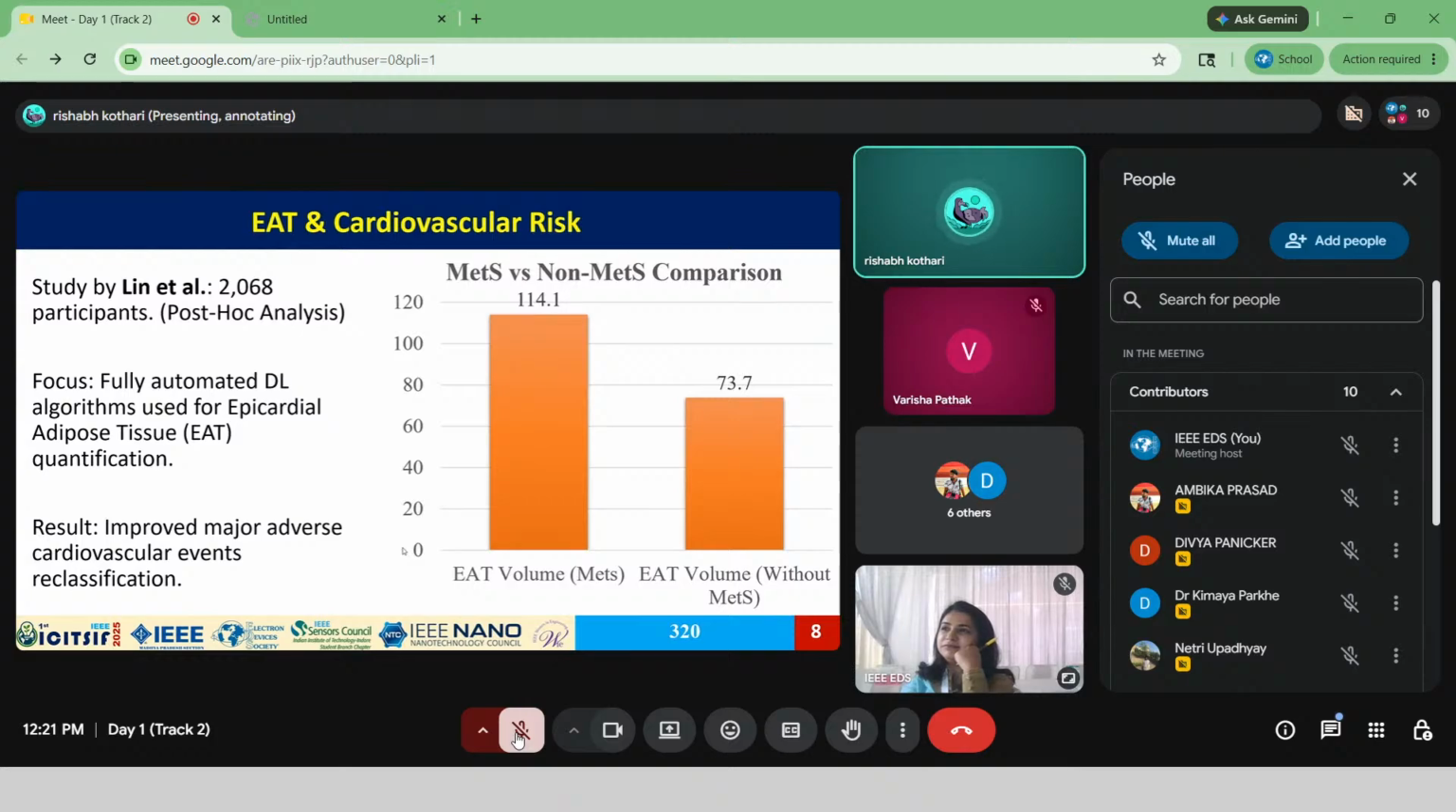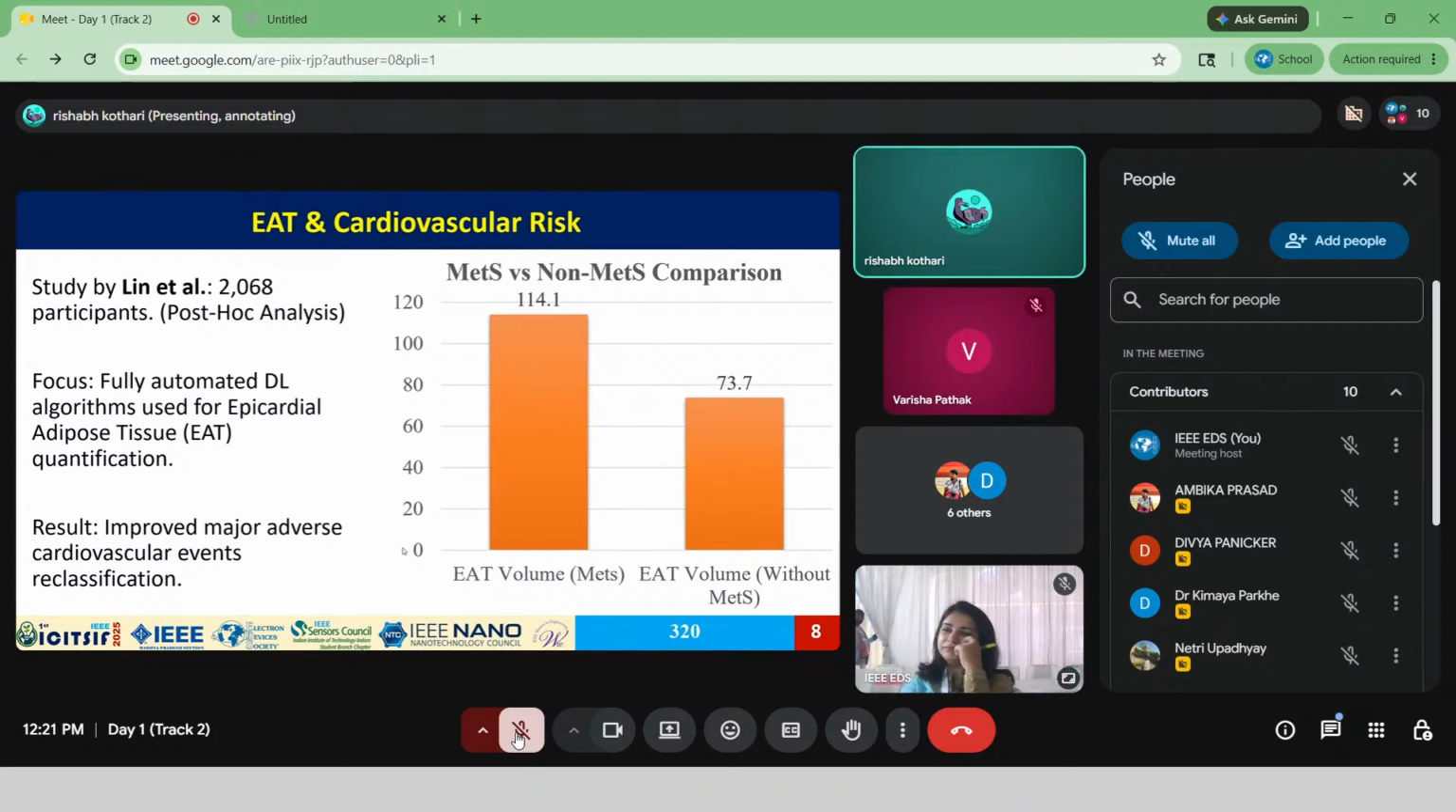Beyond fat metrics, AI excels at identifying hidden prognostic markers. Lin and colleagues analyzed data from over 2,000 participants who were tracked for 14 years as a part of the AIS-NER registry. They proved that the addition of fully automated AI measures of epicardial adipose tissue volume substantially improved the reclassification of major adverse cardiovascular events.